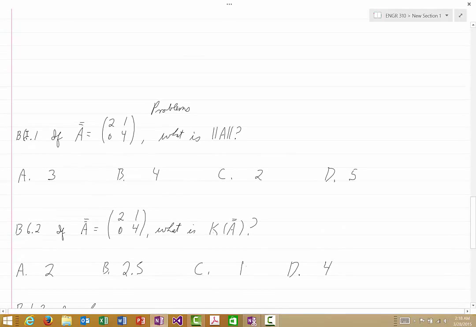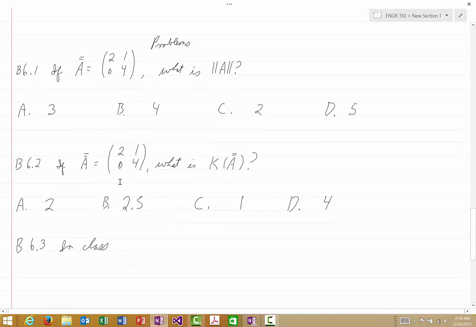Problem B6.1. If A is equal to [2, 1; 0, 4], what is the norm of A? Choice A is 3, choice B is 4, choice C is 2, and choice D is 5. And problem B6.2. If A is the same matrix, what is the condition number of A? Choice A is 2, choice B is 2.5, choice C is 1, and choice D is 4.